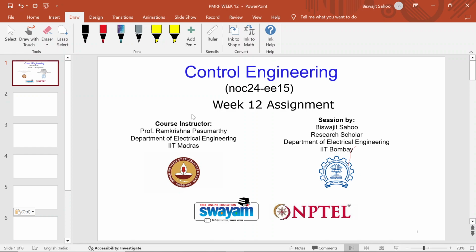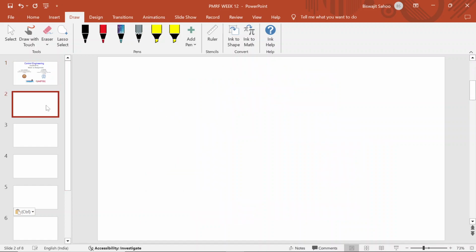Let us start today's session. Okay, this is the week 12 assignment. We are going to solve some more questions on this topic of state space analysis. In the last class we covered the solution to the state equation, so let us start from that.